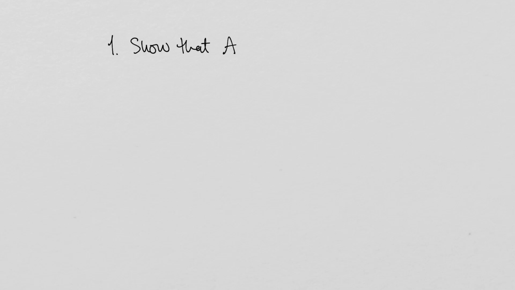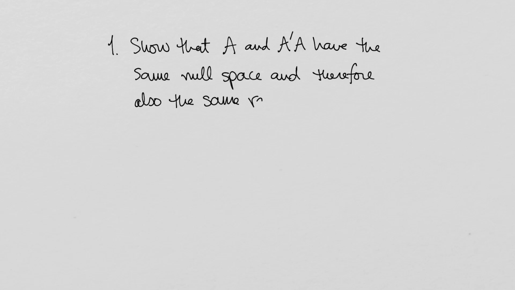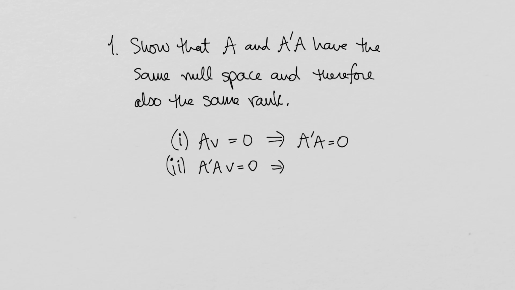Show that A and A prime A have the same null space and therefore also the same rank. To show that the matrices have the same null space, we need to show that they map the same vectors to 0. In other words, we need to show that if AV equals 0, then A prime A V equals 0, and if A prime AV is 0, then AV is equal to 0.